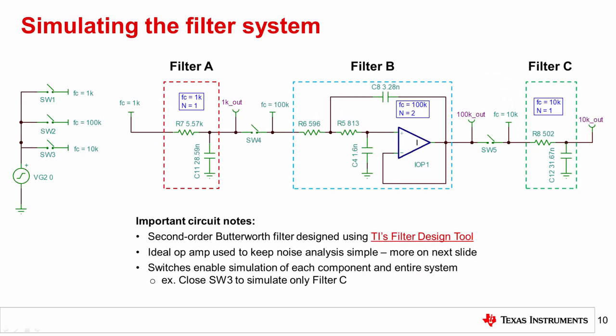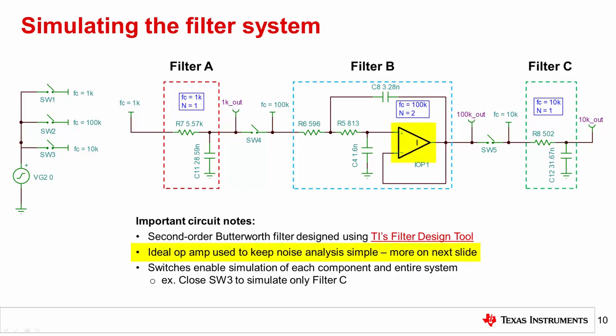The schematic shown here is a real-world implementation of the filter system on the previous slide. Filter A and filter C are simple first-order low-pass filters comprised of a resistor and a capacitor. Filter B is a second-order low-pass Butterworth filter designed using Texas Instruments' online filter design tool. You can access this tool to create your own filters at the link on the screen.